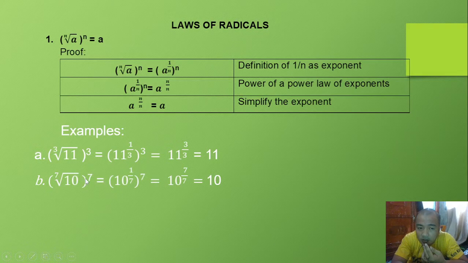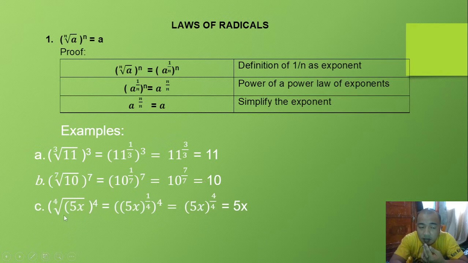Yeah, we can cancel the 7, the exponent, and the index, so the answer is simply 10. Remove the radical sign. The fourth root of 5x raised to the 4th power: cancel the exponent and the index, so the answer is simply the radicand, which is 5x.